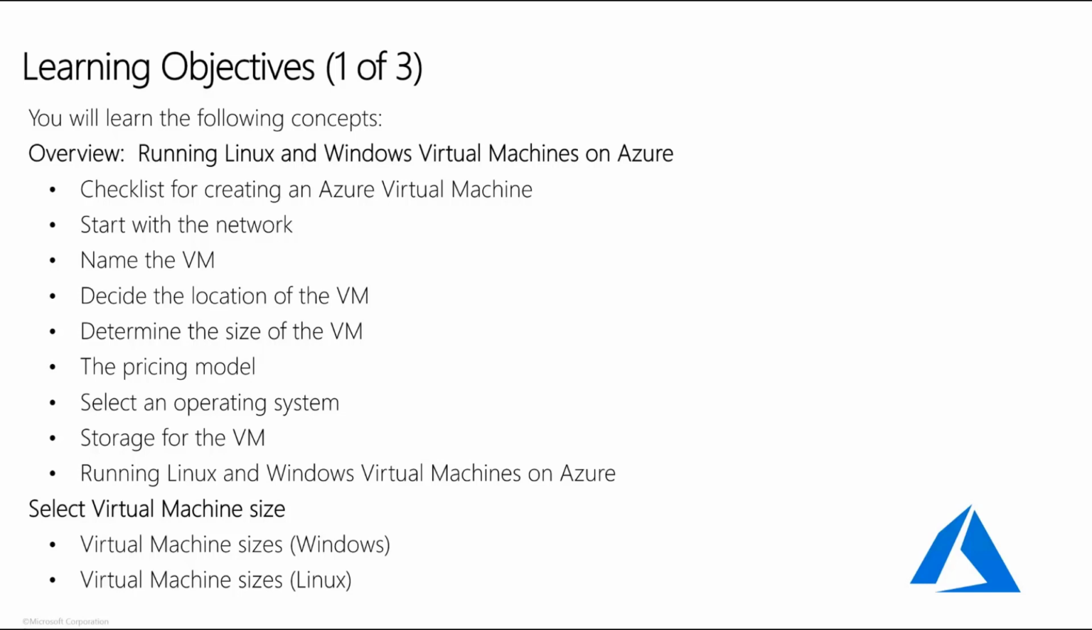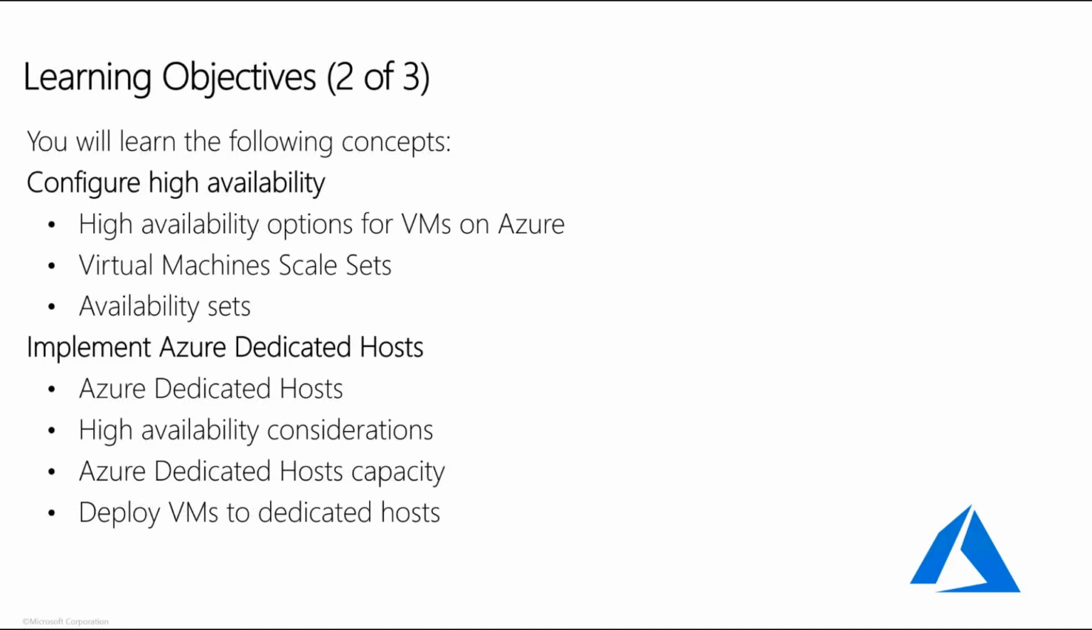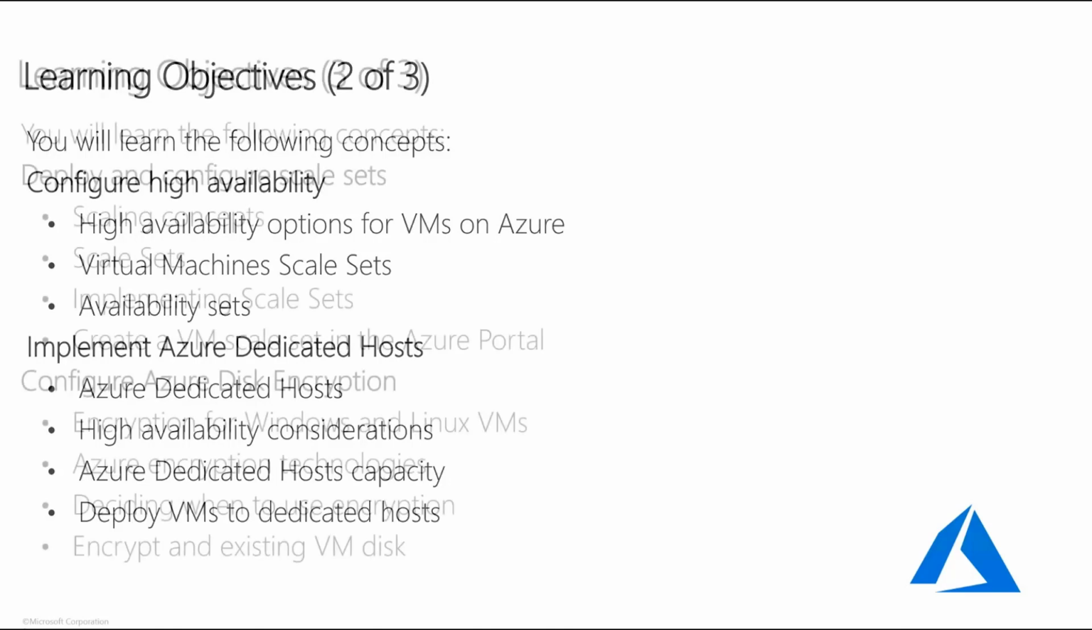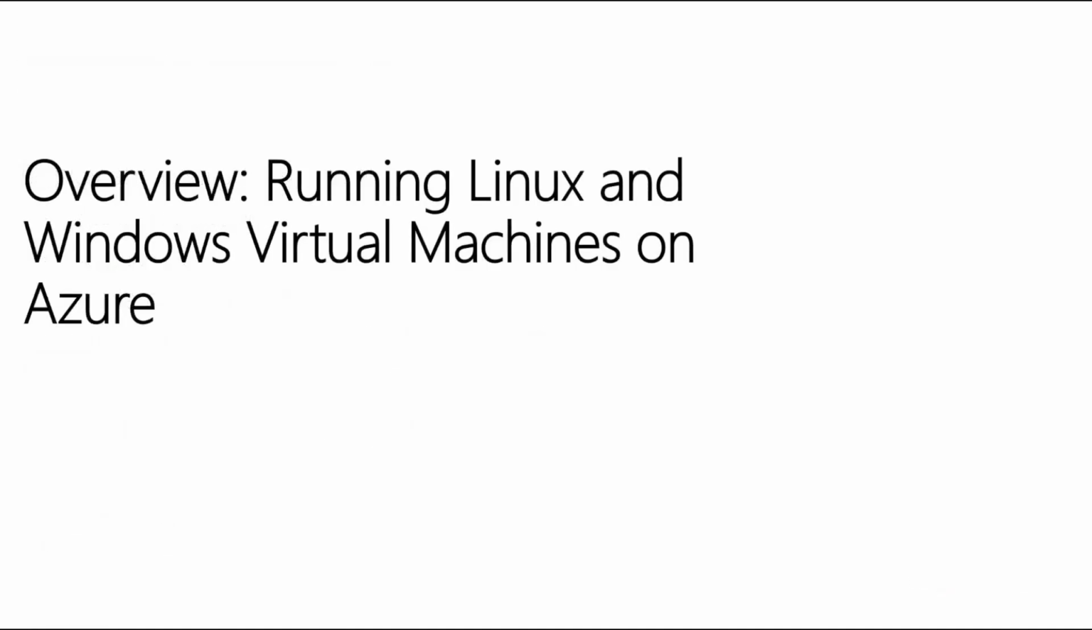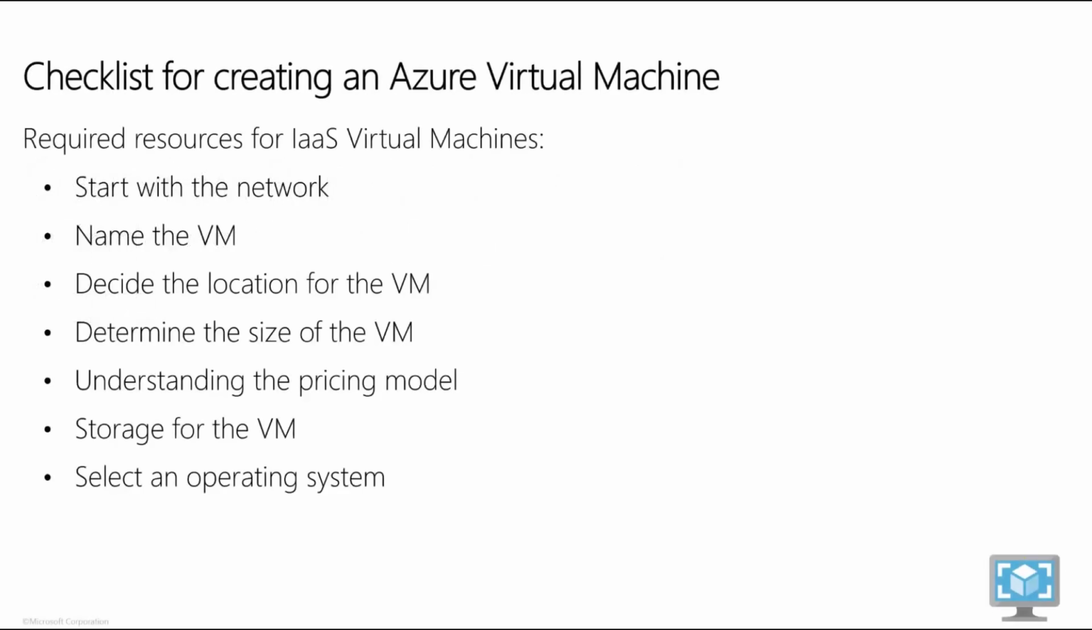These are the different things that we're going to cover. We'll start with running Linux and Windows virtual machines on Azure. Then we'll talk about how to select the virtual machine size, high availability configuration, and Azure dedicated host. And finally, we have scale sets and disk encryption. So let's start with running Linux and Windows virtual machines on Azure.